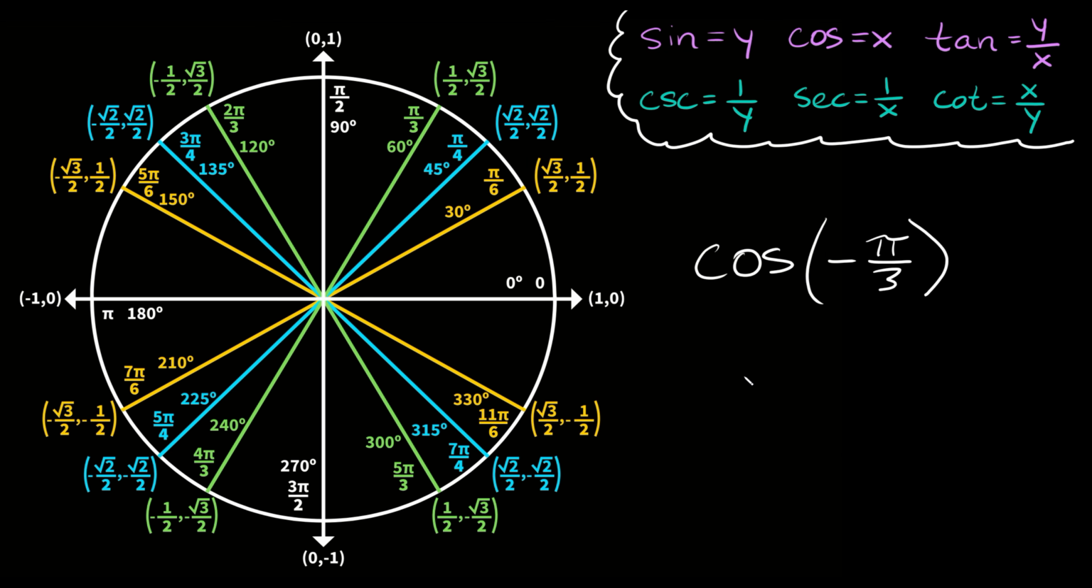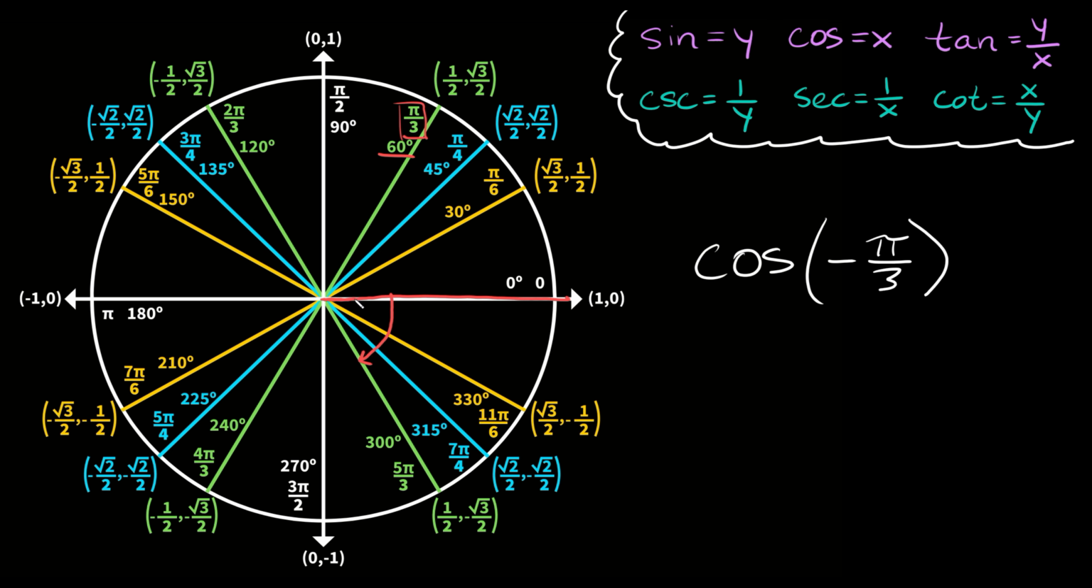Okay, now let's try a negative one. So now we have the cosine of negative pi over 3. Since we have a negative radian, that means we always start at 0 degrees, but this time we're going to rotate in that direction. But how much are we going to rotate? Well, if you look at just the positive direction for reference, pi over 3 is 60 degrees. So instead of rotating 60 degrees in the positive direction, this time we're going to rotate 60 degrees in the negative direction.